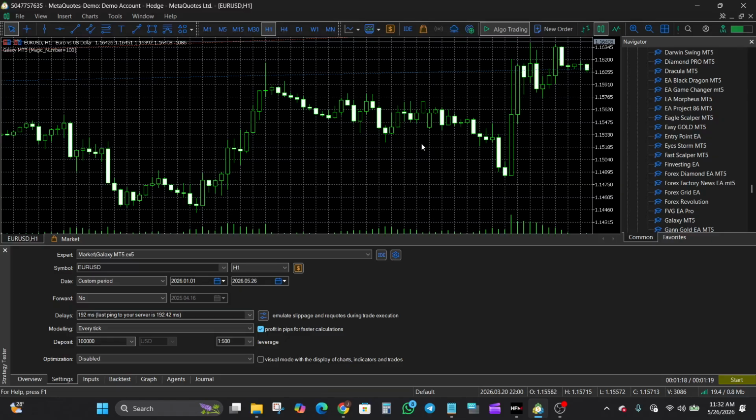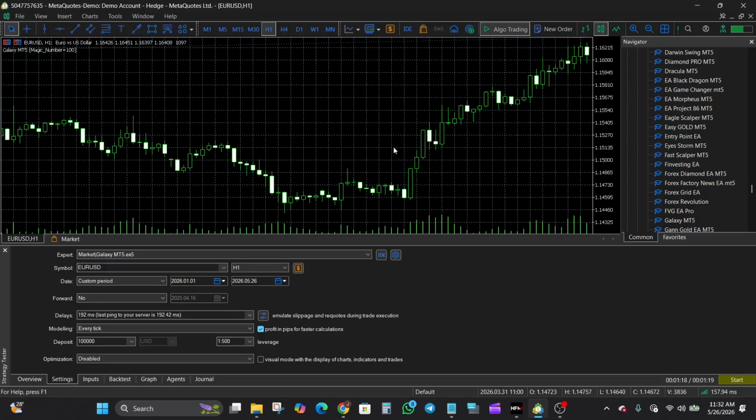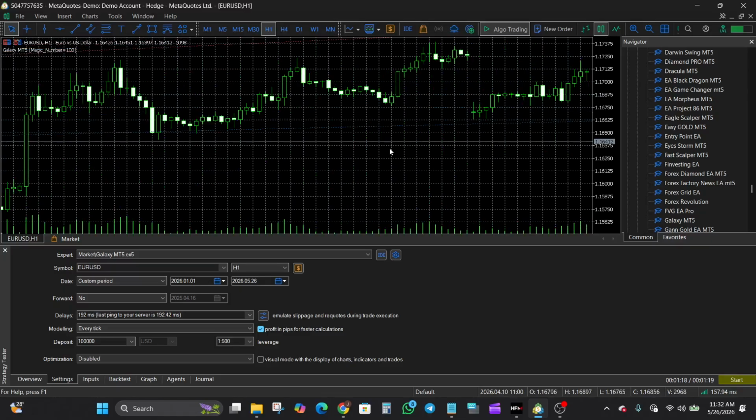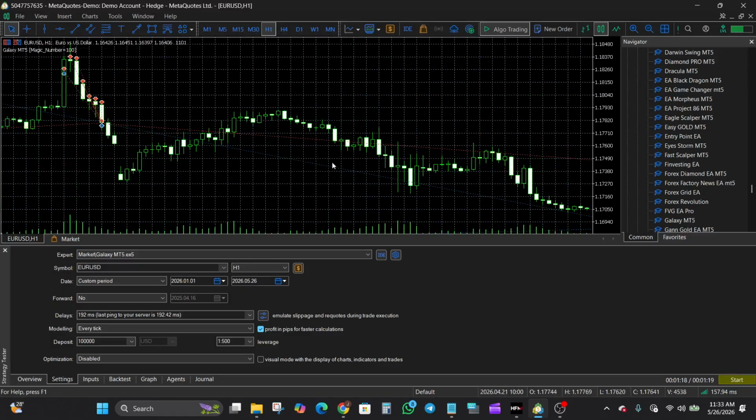Now, since the EA is described as fully automatic, all decision making is handled internally without manual intervention. As I go through the chart activity, the behavior suggests ongoing trade management across fluctuating market conditions, which aligns with the idea of continuous market participation in both directions. However, it is always important to keep in mind that this is all still historical backtesting performance. Real world results can vary depending on risk settings, lot size, broker execution, spread, slippage, and overall market conditions.